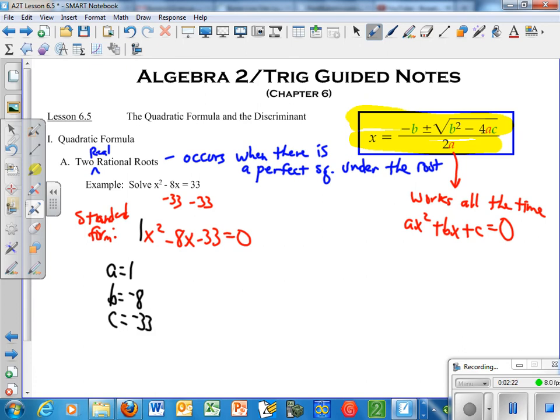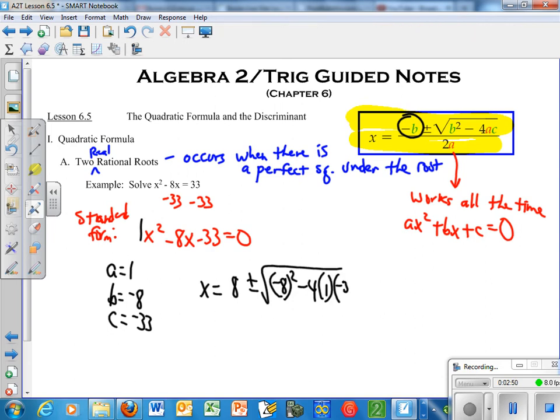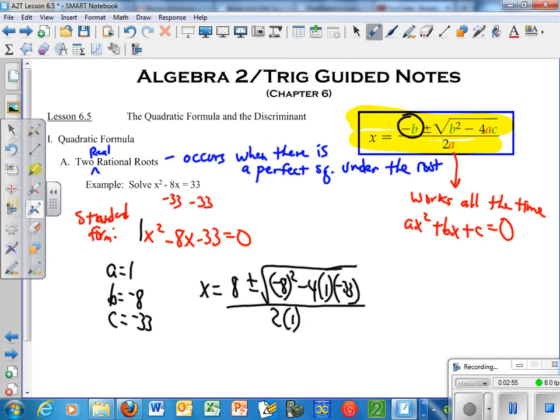And now we're going to plug into the quadratic formula. So x equals the opposite of b. So this says the opposite of b right here. So if b is negative 8, I want to take positive 8. Take the opposite, plus or minus the square root of b squared. So I want to do negative 8 squared minus 4 times a, which is 1, times c, which is negative 33. And all of that is over 2 times a, which is 1. So 8 plus or minus the square root.